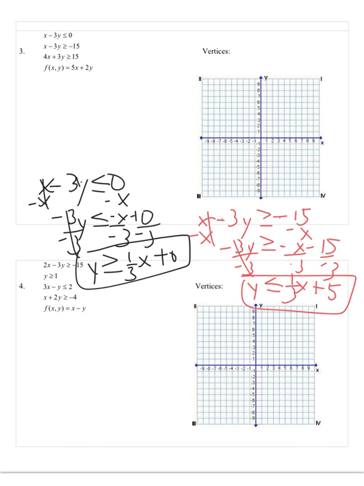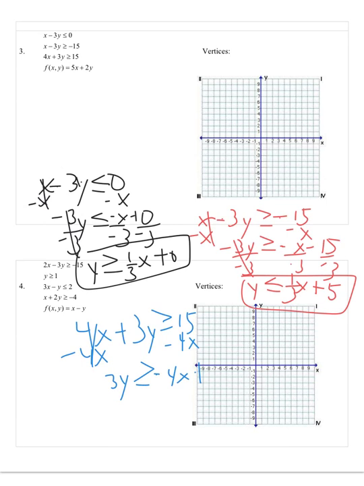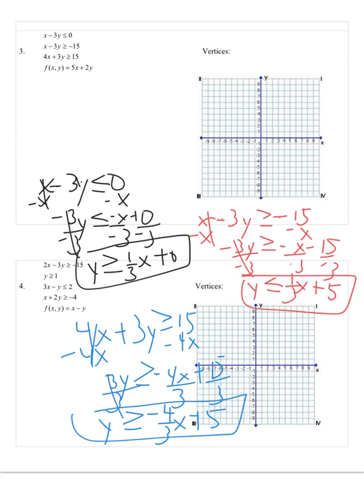And the third one, 4x plus 3y is greater than or equal to 15. We're going to subtract 4x. 3y is greater than or equal to negative 4x plus 15. Divide by 3. That one we keep the sign the same. We divide by positive, so negative 4/3 x plus 5. And let's go ahead and box that one in.